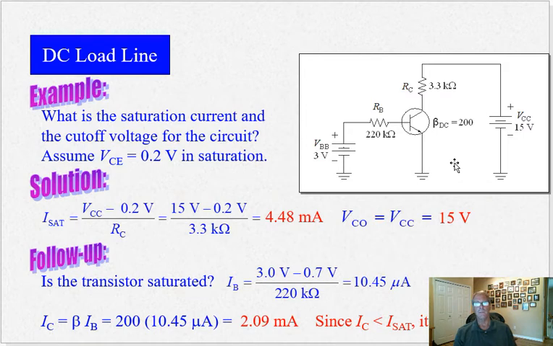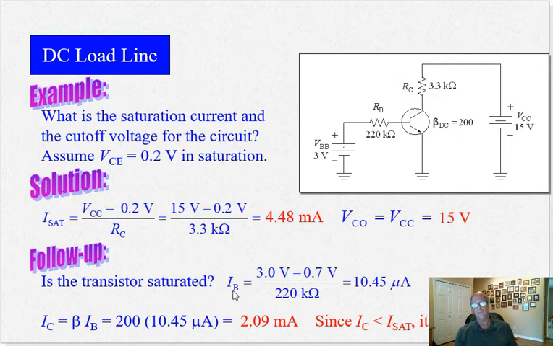So here's an example. This is a great example. They're assuming beta DC is 200. So the saturation current is going to be VCC, and they're assuming 0.2 volts for the VCE SAT. They call it VCE SAT. So VCC minus 0.2 volts divided by RC, 15 minus 0.2 over 3.3K, is 4.4 milliamps. Okay. And then is the transistor saturated?